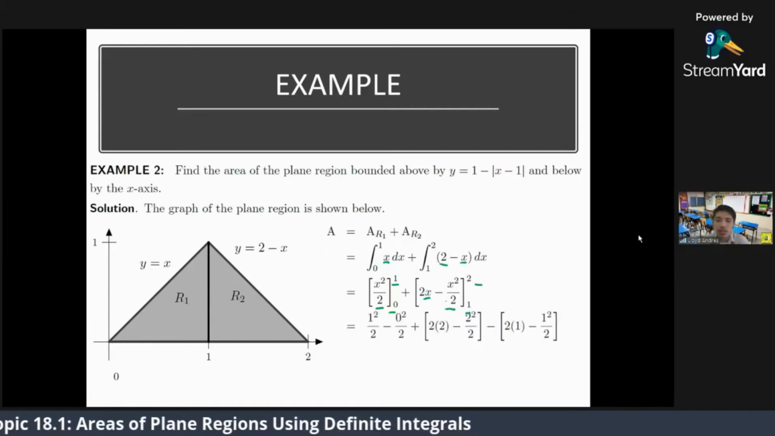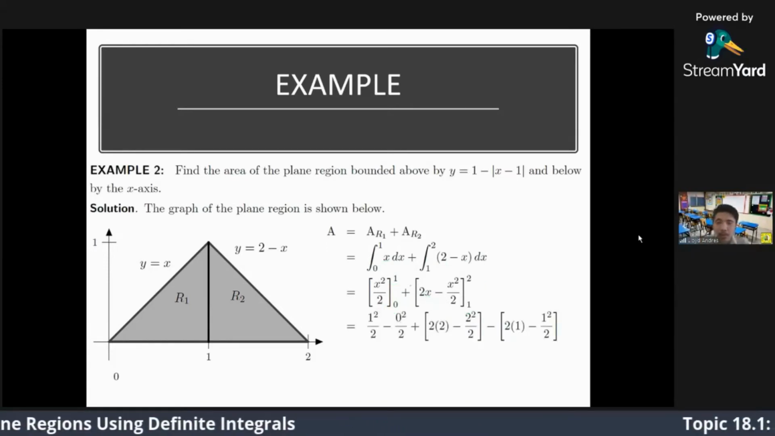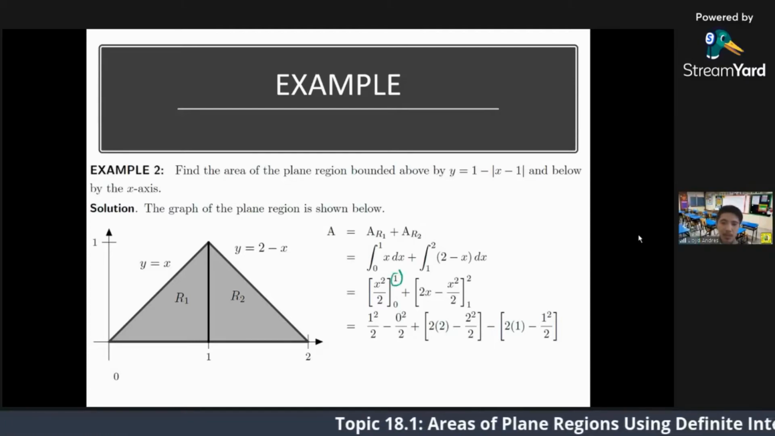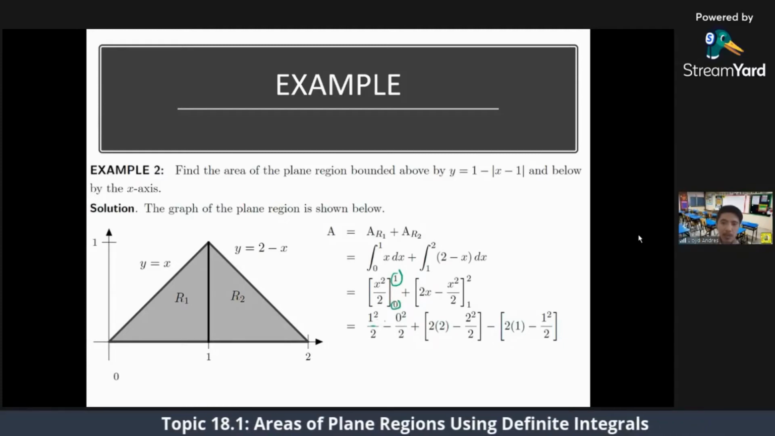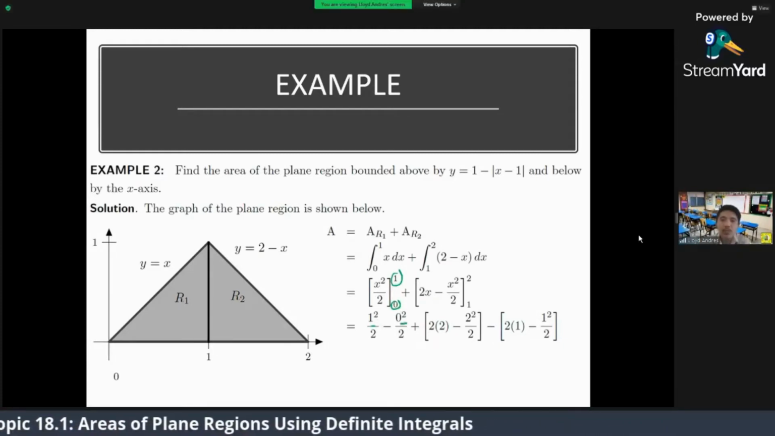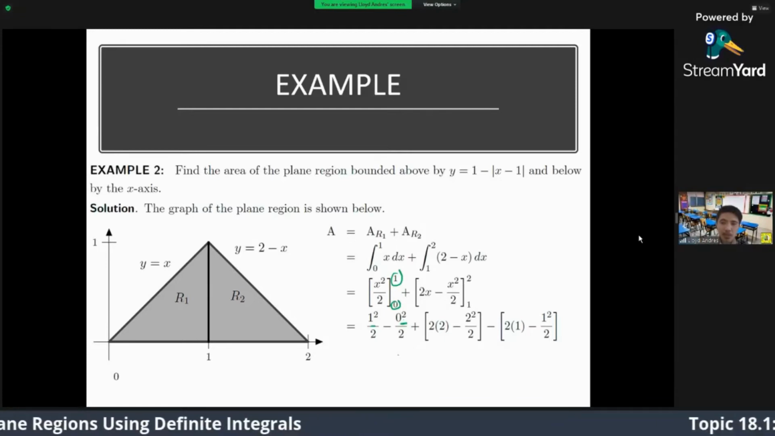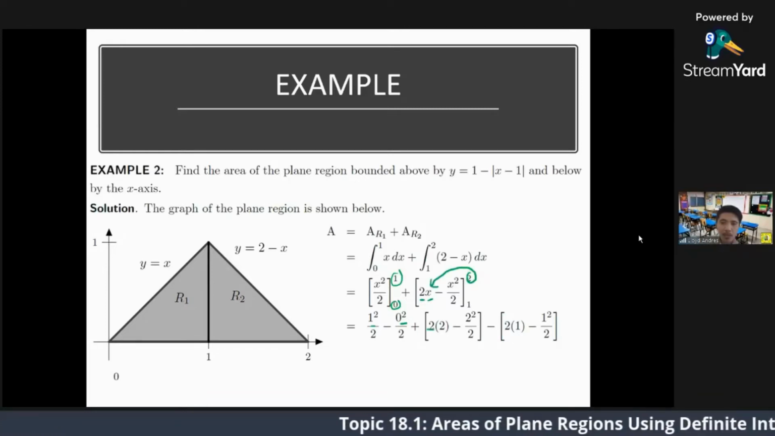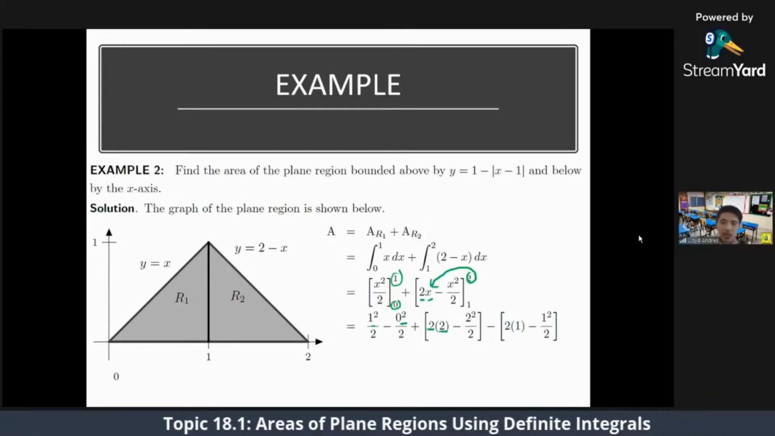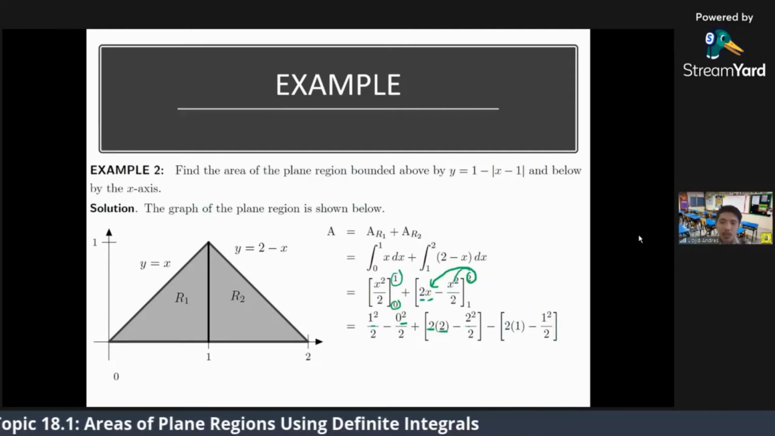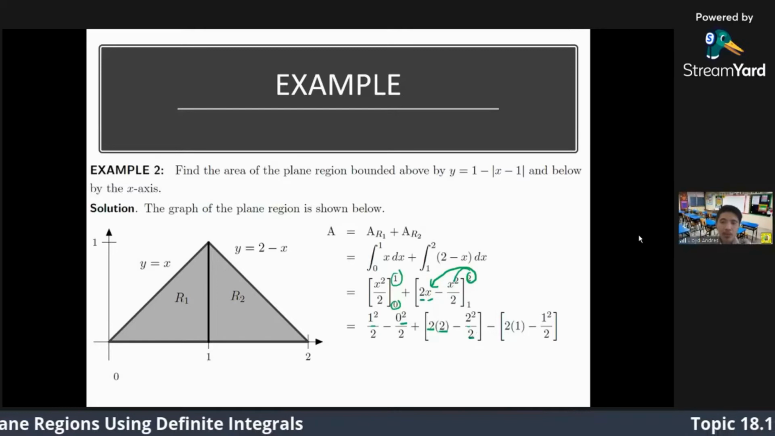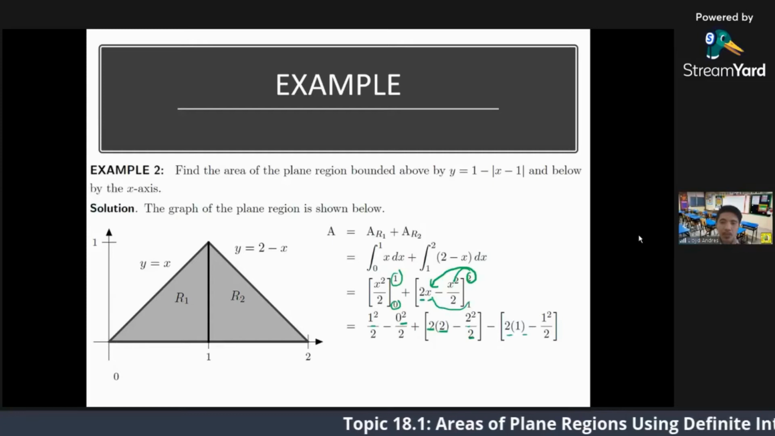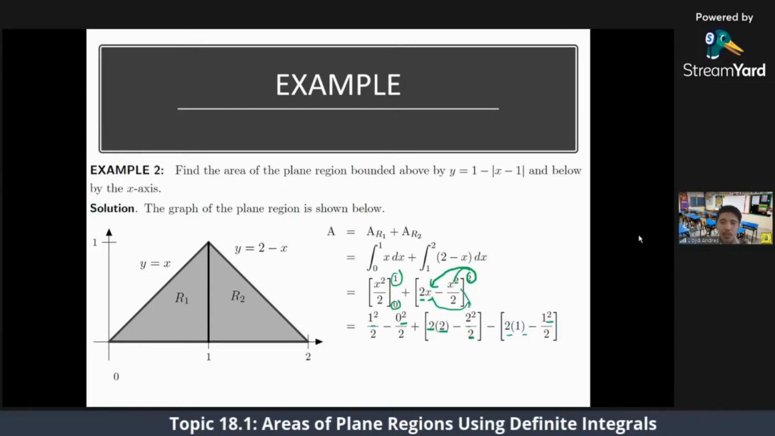Then, applying the theorem again, substituting the upper limit, that is 1 squared, then the lower limit, 0 squared. For the other one, 2x: substituting 2 as the upper limit, that is 2 times 2 minus 2 squared over 2. Then we substitute 1 as well: 2 times 1, then 1 squared over 2.